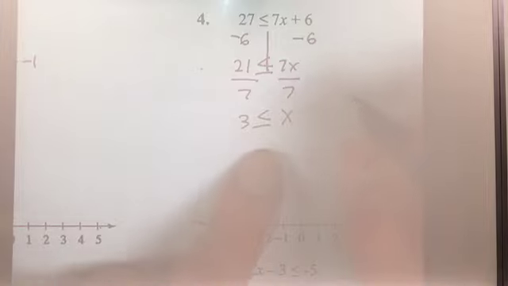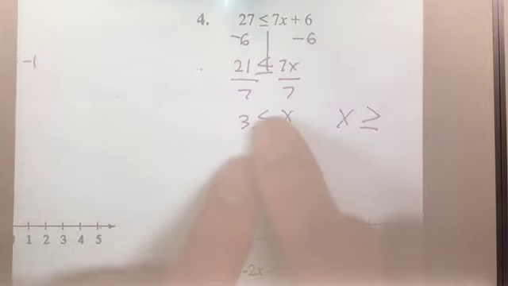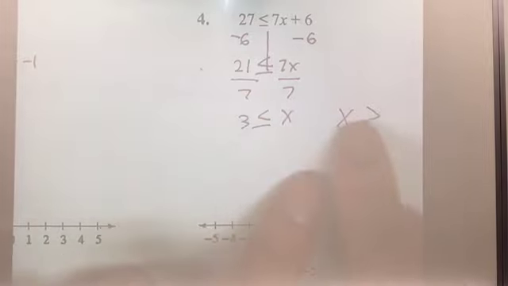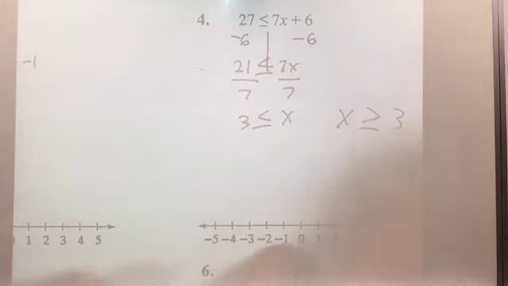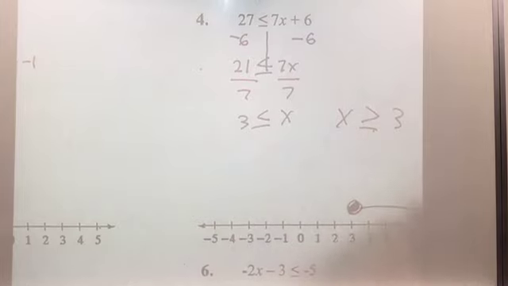Again, I like to have the x on the left-hand side, so I'm going to rewrite that. X is greater than, notice, it's open towards the x, and 3. So I put my circle above the 3. It's or equal to, so I'm going to fill it in. And x is greater than 3, so it's going to go to the right.